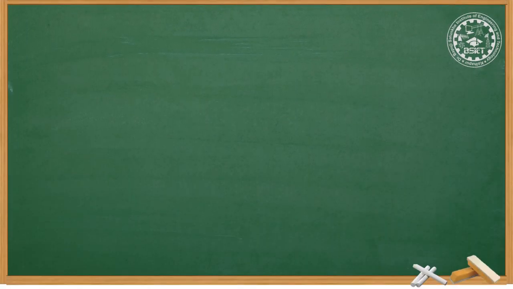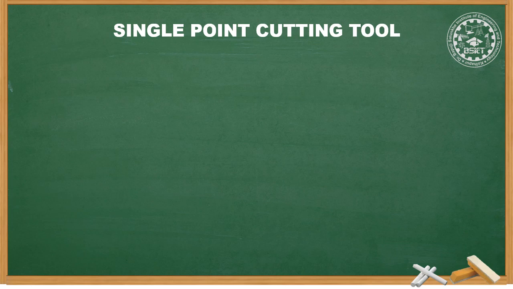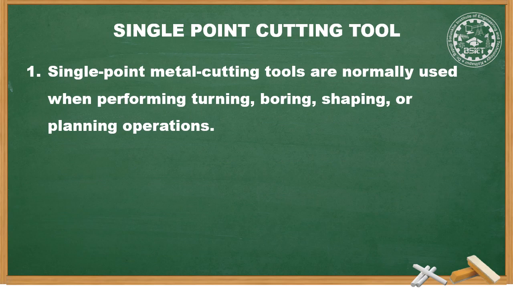The next point is the single point cutting tool. As the name implies, a single point cutting tool is a tool which has only one or single point used for cutting. A single point cutting tool is normally used for planing, boring, shaping or turning operations.